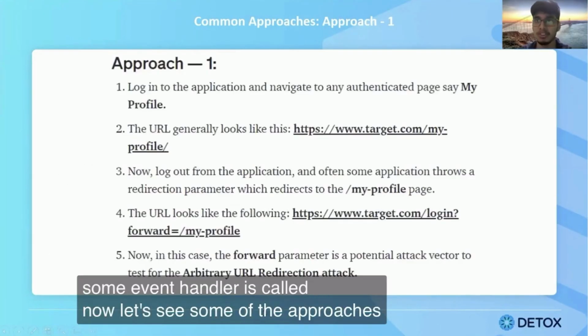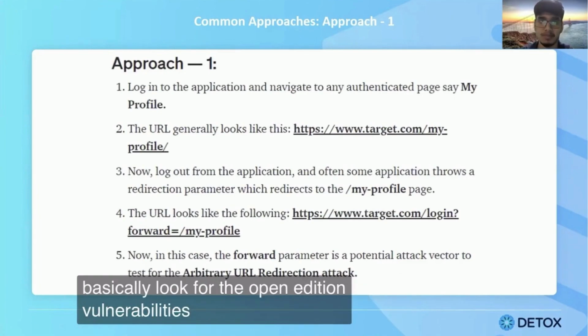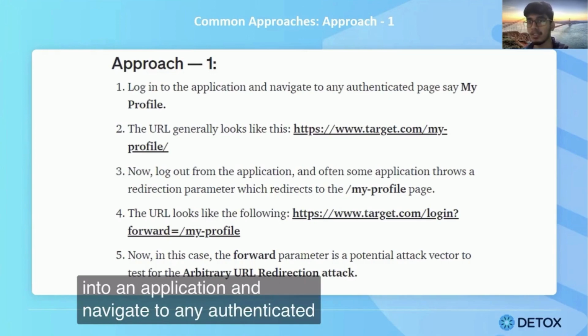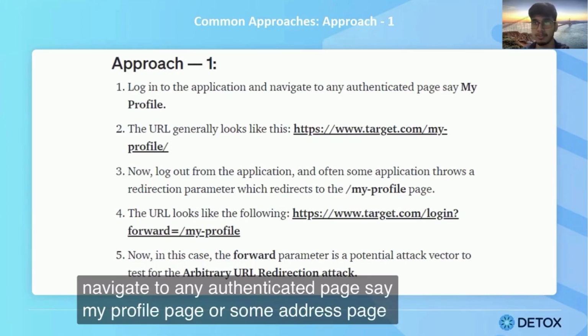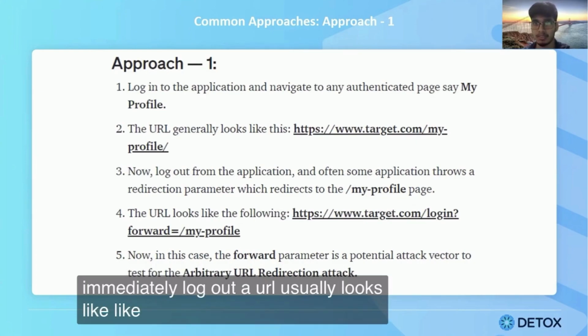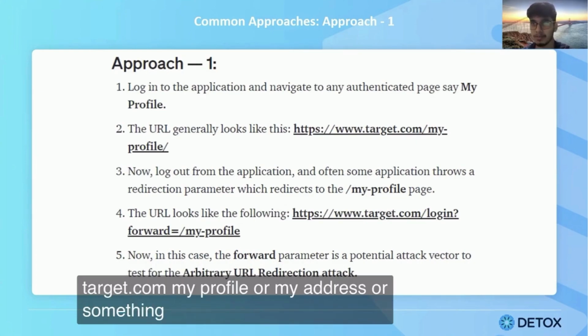Let's see some of the approaches to look for open redirection vulnerabilities. Approach one says that you log into an application and navigate to any authenticated page, say my profile page or some address page. Once you are on that page, you immediately log out. The URL usually looks like target.com/myprofile or my address or something like that.